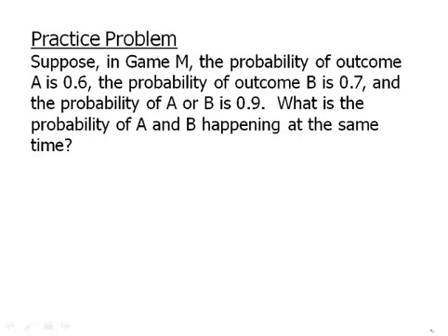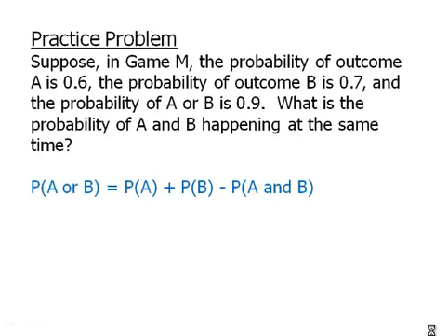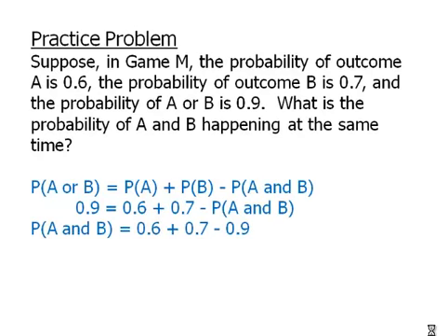So we're given the probability of A or B, and we're looking for the probability of A and B. But it turns out that the OR rule can still help us. So we'll write down the generalized OR rule, and then we'll just plug in. We know the probability of A or B, and we know the individual probabilities of A and B, so we'll just plug those in. Now we'll move the unknown to one side and get it by itself, and then we'll just simplify. The probability of A and B equals 0.4.